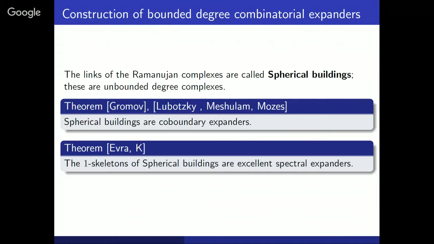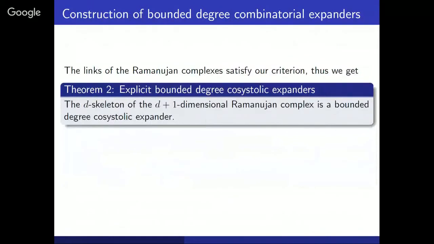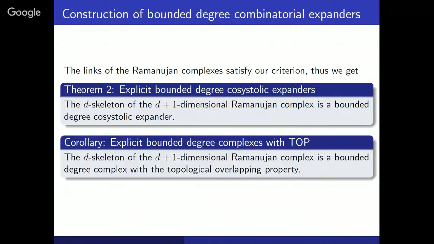So using our criterion that if the links are good co-boundary expanders and they are good spectral expanders in all levels, we actually got our result. So we got an explicit bounded degree cosystolic expander. The D skeleton of a D plus 1 Ramanujan complex is a bounded degree cosystolic expander, because we know about the links that it satisfies both the requirements of our criterion.